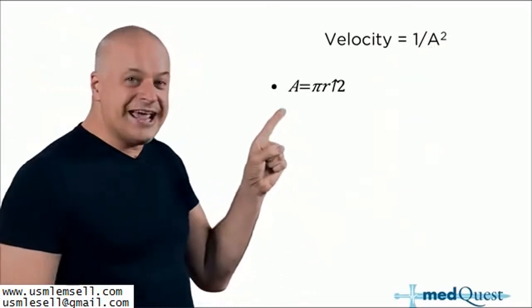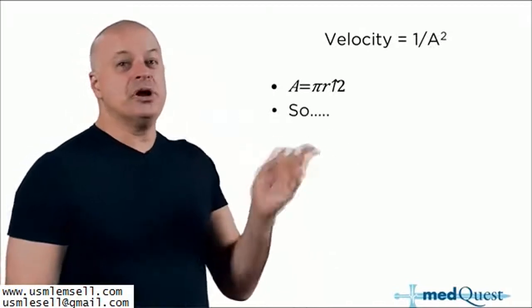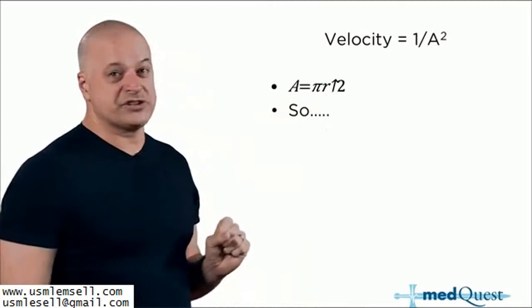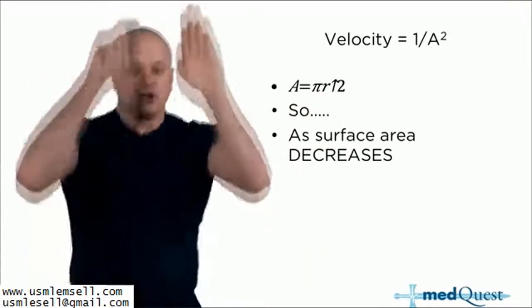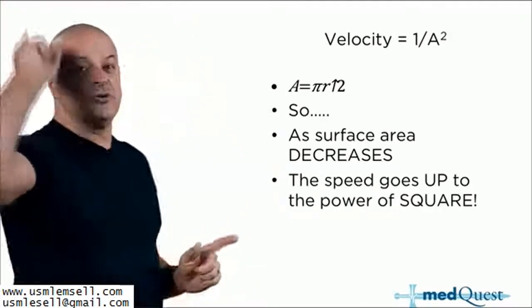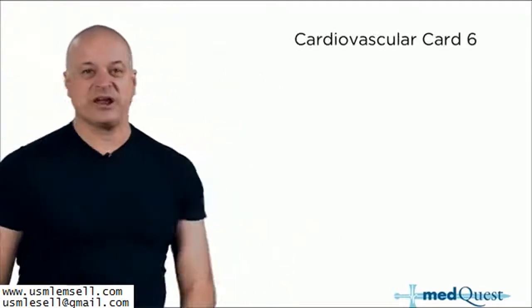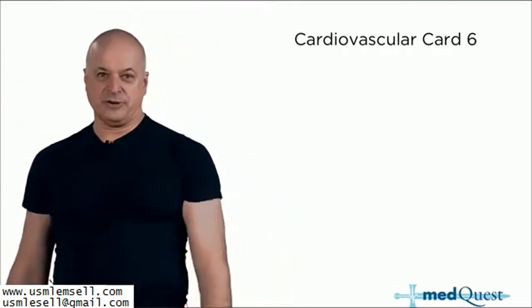As the surface area goes down, the velocity goes up with the power of the square. Inverted, the velocity is 1 over the surface area, and surface area is pi r squared. So as surface area goes down, velocity goes up much more, because it goes up to the power of the square. That's why Reynolds number says the more narrow the blood vessel, the more you're going to have a bruit. The more narrow the aorta, the more you're going to have a murmur. The more narrow the mitral valve, the more you're going to have a murmur.